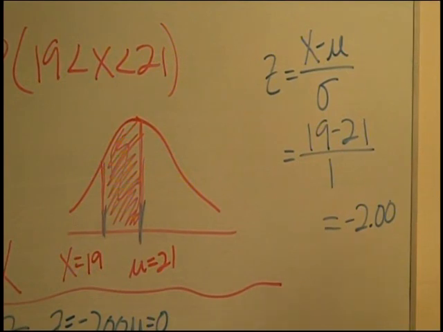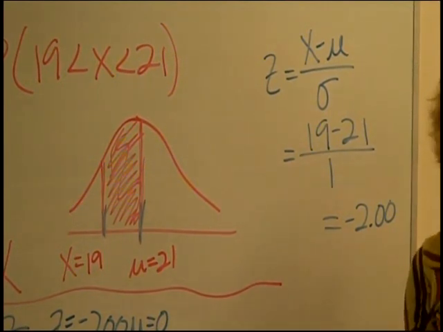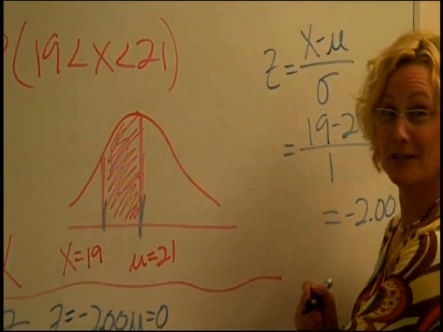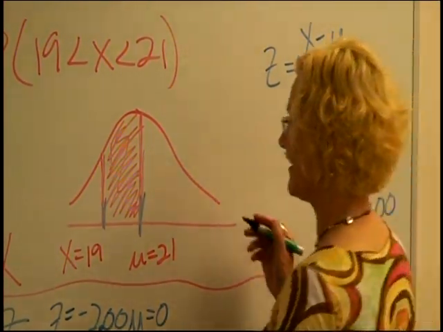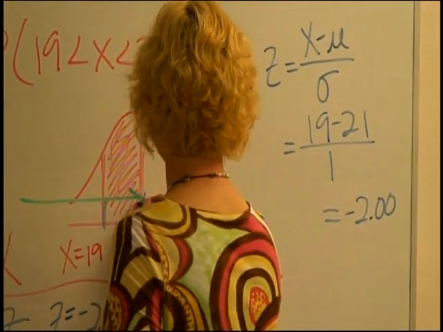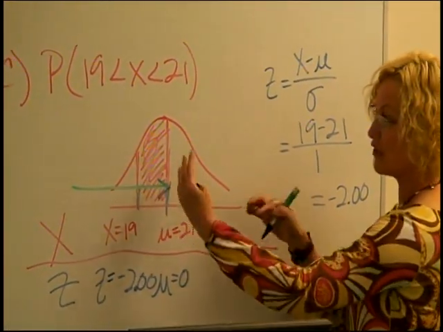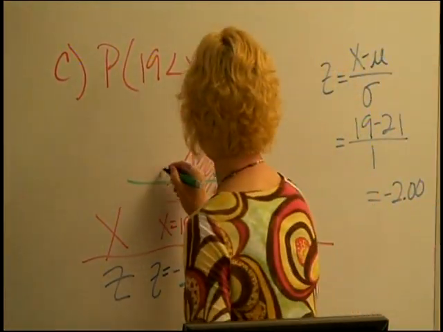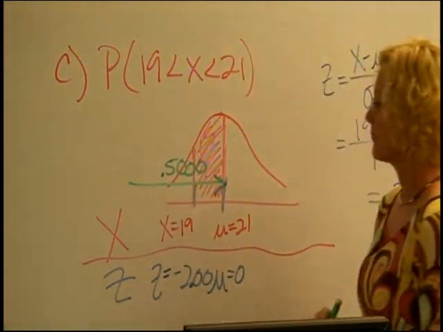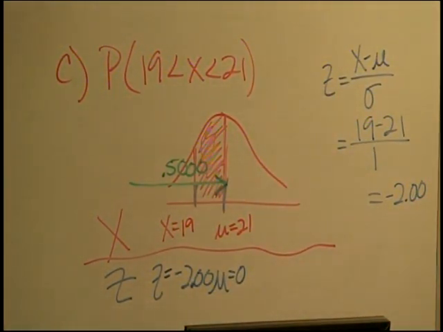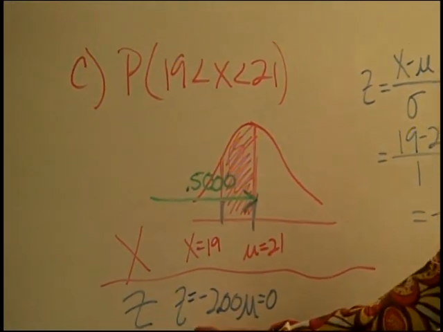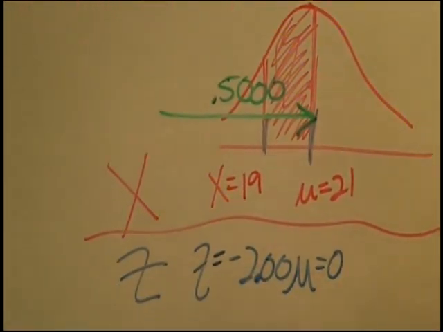Okay, so what do we know here about the probability? What do we know about the probability at 0? 0.5. Yeah. So the probability all the way up to the mean, you've got half on each side. Total always 1, half on each side. So we don't have to look that one up. Probability is 0.5000. And then what is the probability when we look up negative 2?